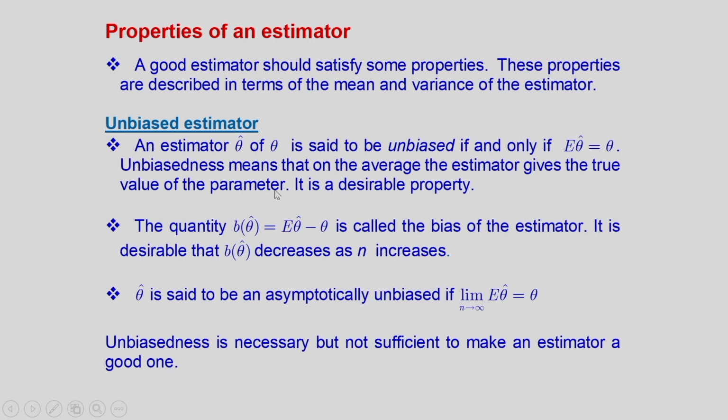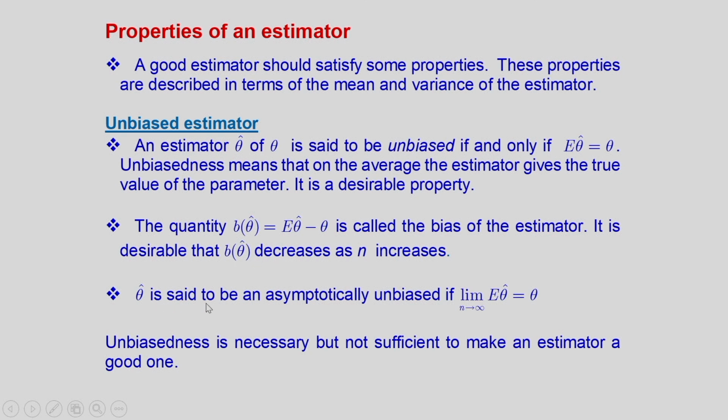Now, suppose theta hat is not an unbiased estimator, then B of theta hat, that is equal to E of theta hat minus theta, is called the bias of the estimator. So, this difference between the expected value and the true value is called the bias of the estimator. It is desirable that B of theta hat decreases as n increases. Eventually, it should go down to 0.